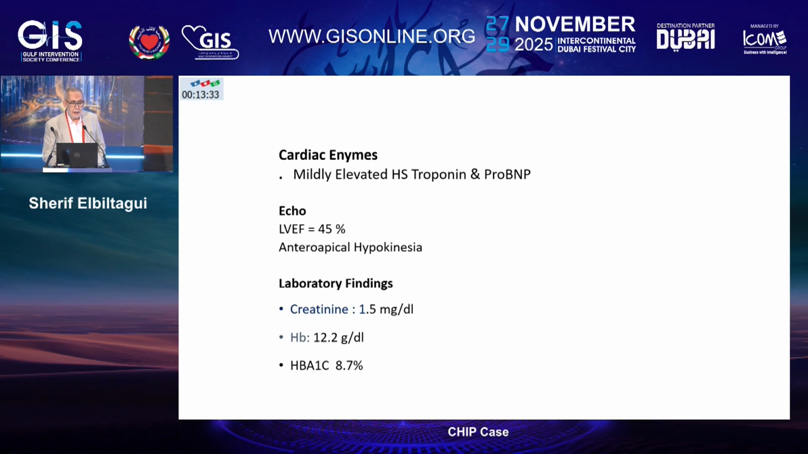On his presentation to us, he still has mildly elevated troponin and significantly elevated BNP, with ejection fraction 45% and significant anteroapical hypokinesia. He also has mild CKD and an uncontrolled glycemic state.